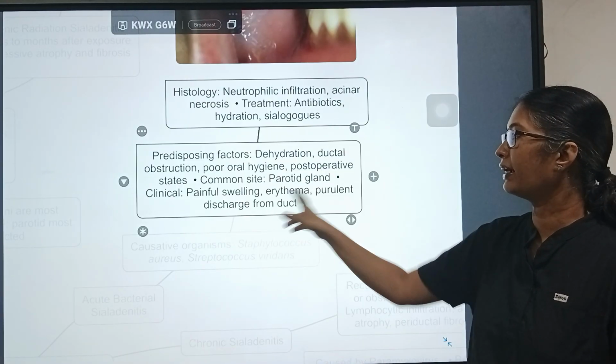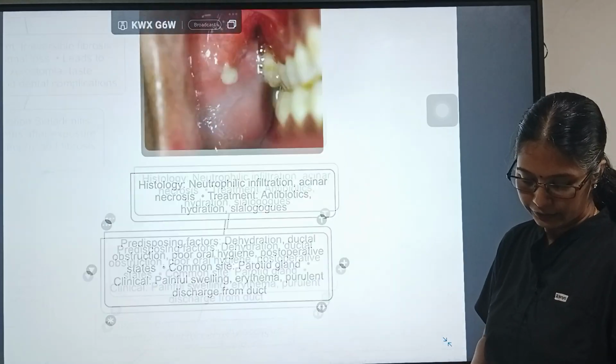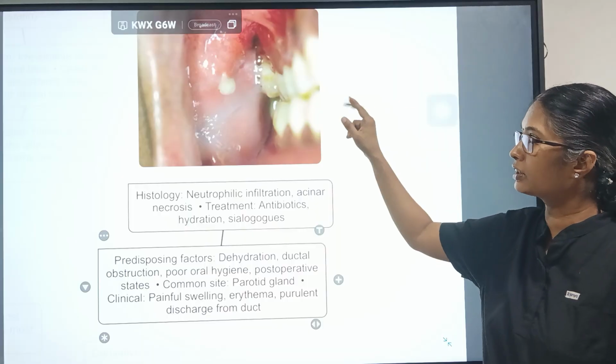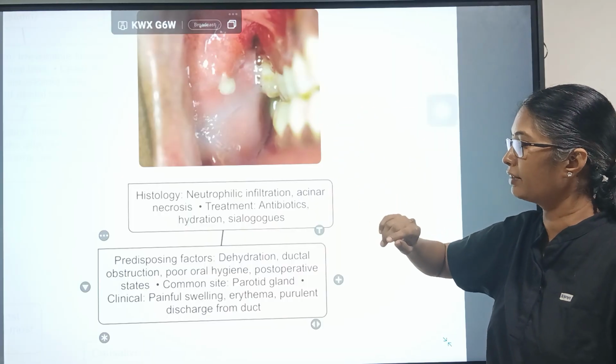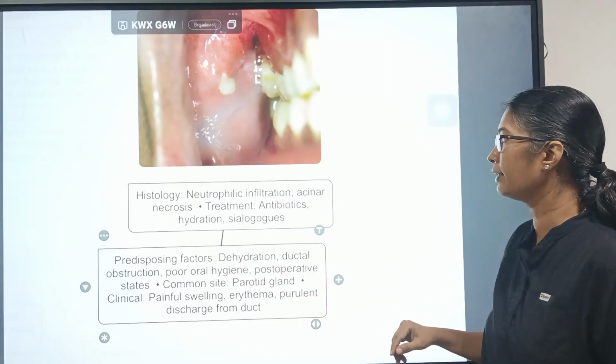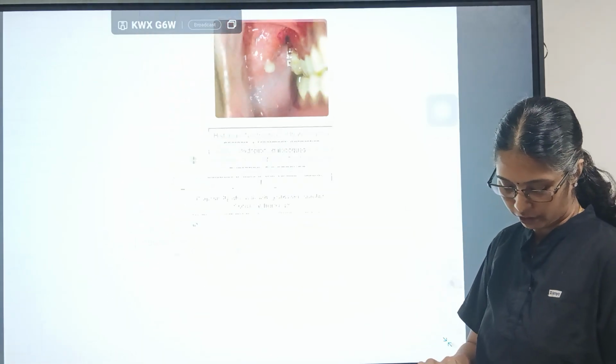The clinical findings are painful swelling, erythema, and purulent discharge from the duct. As we see here, there is a purulent discharge coming from the parotid duct, which shows that the patient is having some infectious sialadenitis. Histology shows neutrophilic infiltration and acinar necrosis. Treatment is antibiotics, hydration and sialogogues.